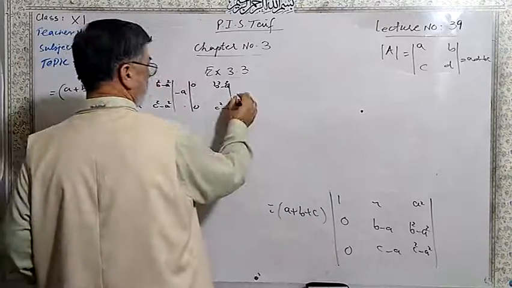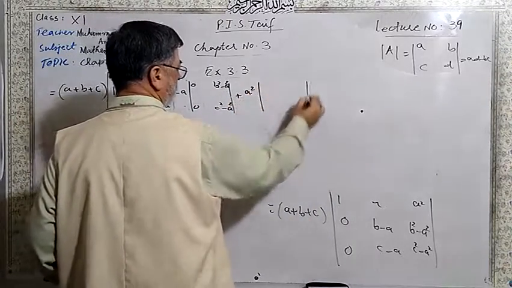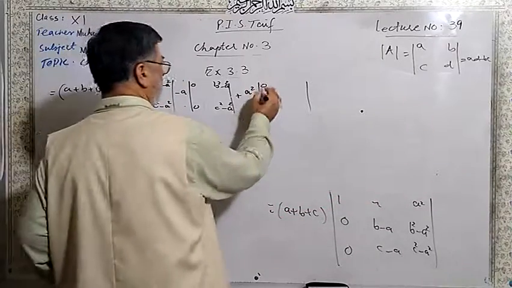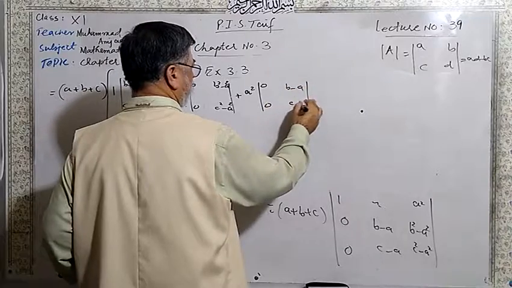Here we have plus a square. Remove this a square column and row. 0, 0, b minus a, c minus a.